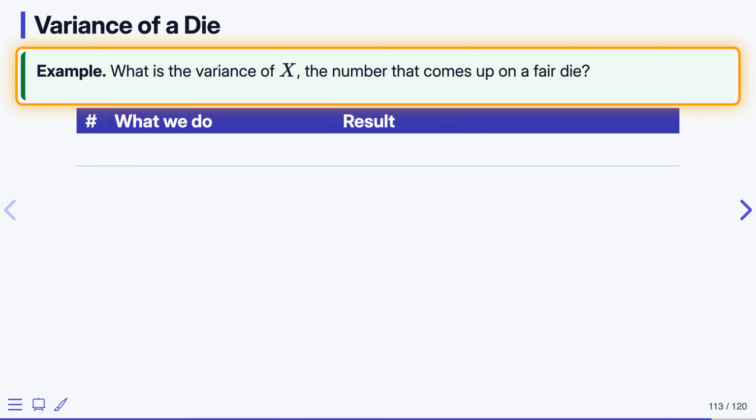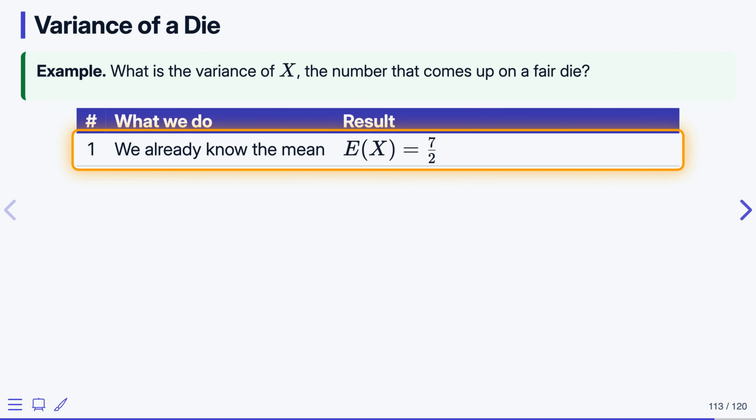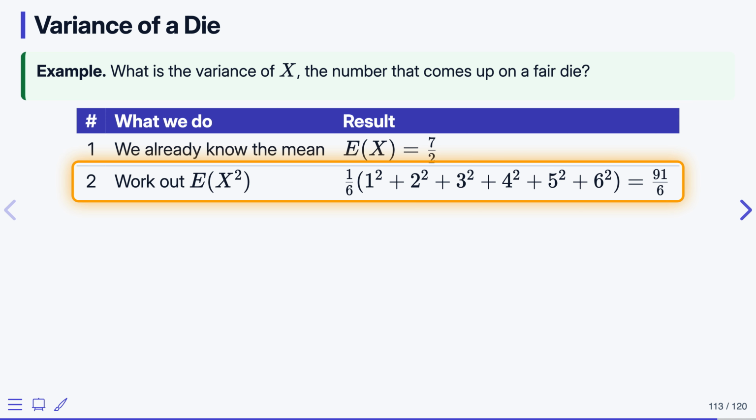Now the variance of a die. X is the number that comes up on a fair roll. Step 1. We found the mean of a die earlier. It is 7 halves. Step 2. Now we need the expected value of x squared. Square each face, then take the average. 1, 4, 9, 16, 25, and 36 add to 91. Divide by 6 and we get 91/6. Now we have both pieces.